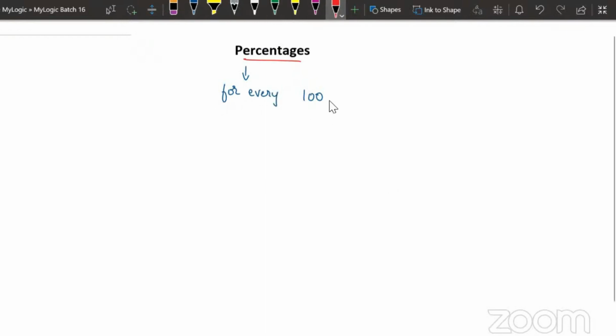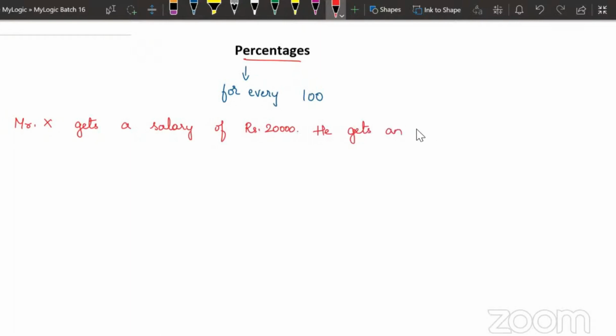Now, you know what is the meaning of percentage. Now, let me tell you how to calculate this with the help of percentage factor. Suppose you have a question like this. Say, Mr. X gets a salary of rupees 20,000. He gets an increment of 10%. What is his new salary?